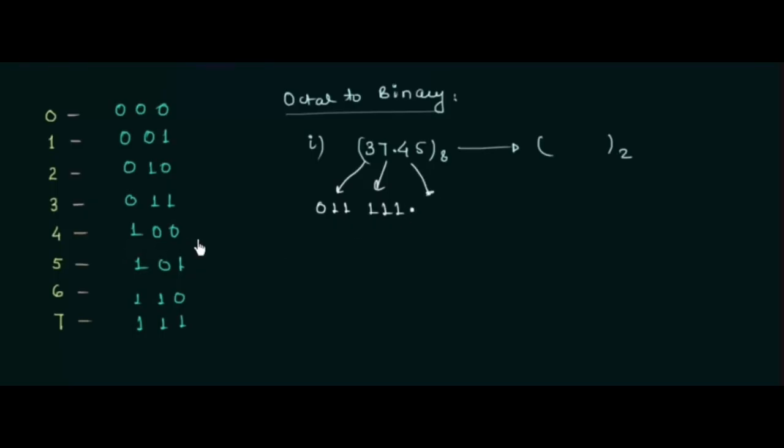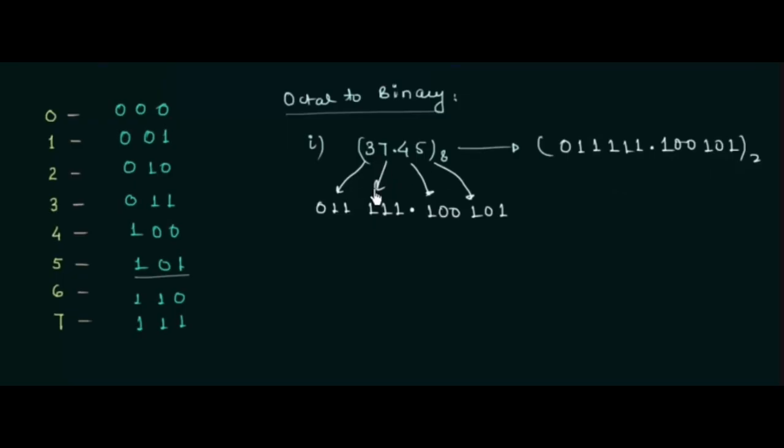4 we can write 1, 0, 0. 5 we can write 1, 0, 1. So the binary equivalent of this octal number is 0, 1, 1, 1, 1, 1, point, 1, 0, 0, 1, 0, 1. This is the binary equivalent of this octal number.